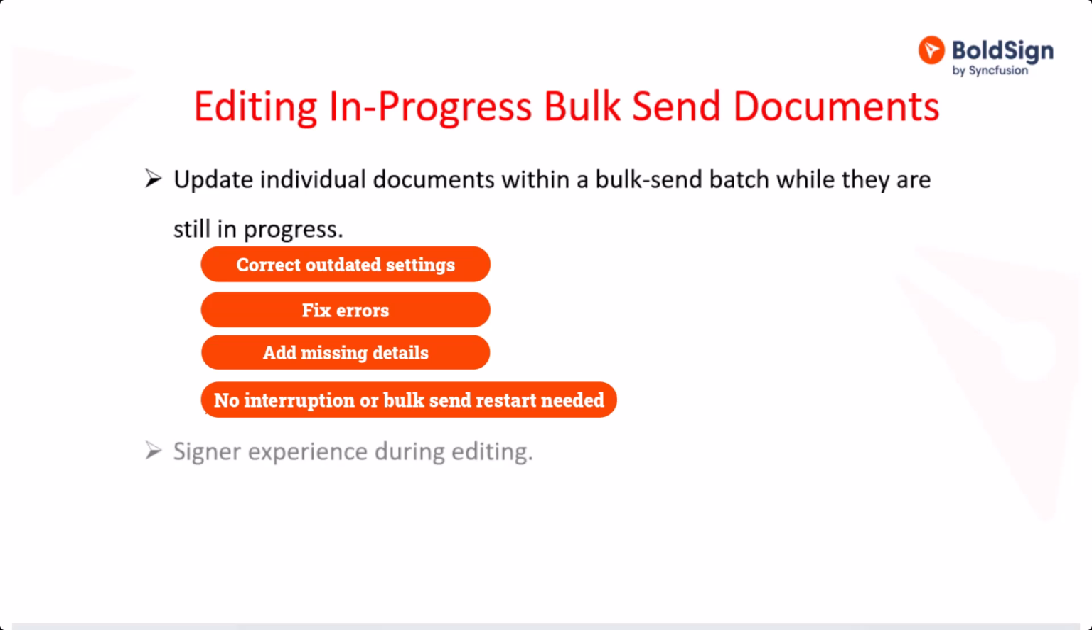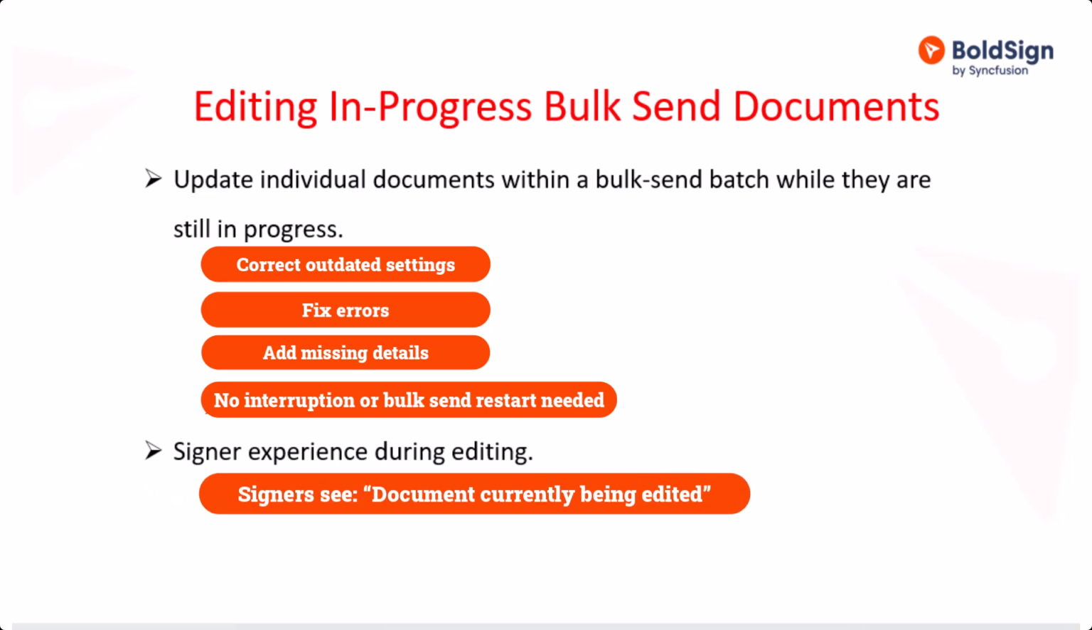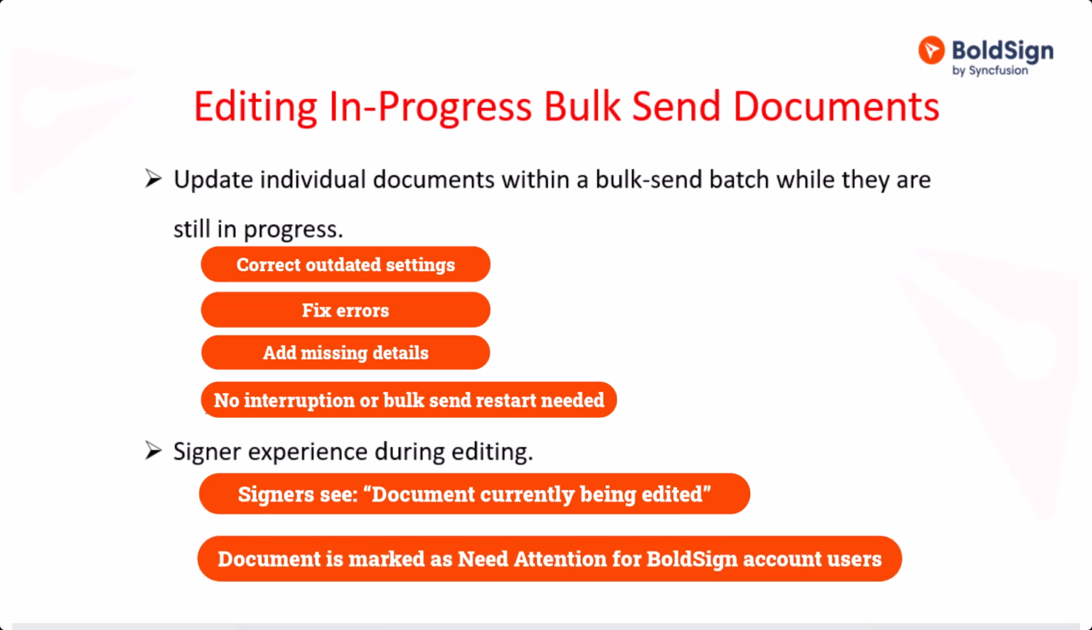When an in-progress bulk send document is being edited, any signer who tries to access it will see the message "Document currently being edited." They cannot view or sign the document until editing is complete. If the signer has a BoldSign account, the document will automatically move to Need Attention and remain there until all updates are finalized. A few restrictions apply when editing bulk send documents.